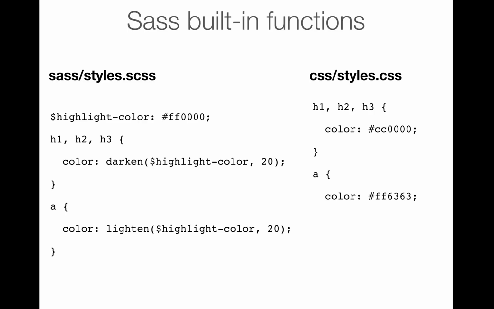To use these functions, it's just like using a function in PHP or some other programming language. So you have the name of the function, darken or lighten, and then you're using the original color, highlight color, as the first argument that you're passing in. So you're telling darken, okay, take this highlight color. And then the 20 there, the second argument, that's telling the darken function to darken this color by 20%. And then similarly with the lighten function, you pass it the color that you want to change, and then you're telling the function to lighten this color by 20%.